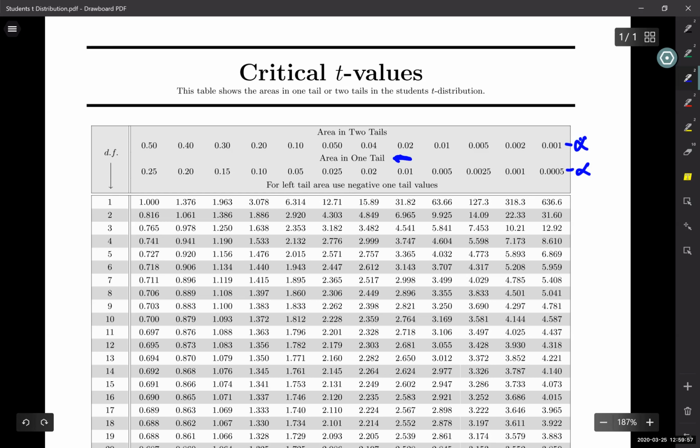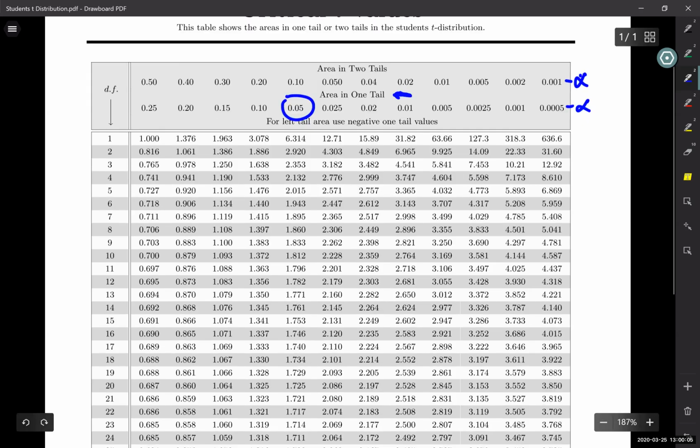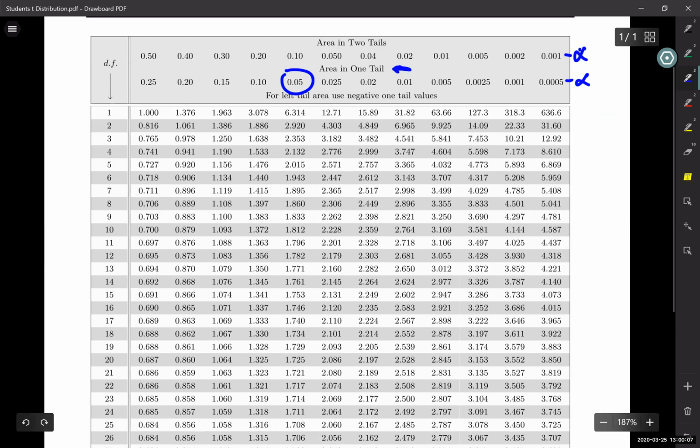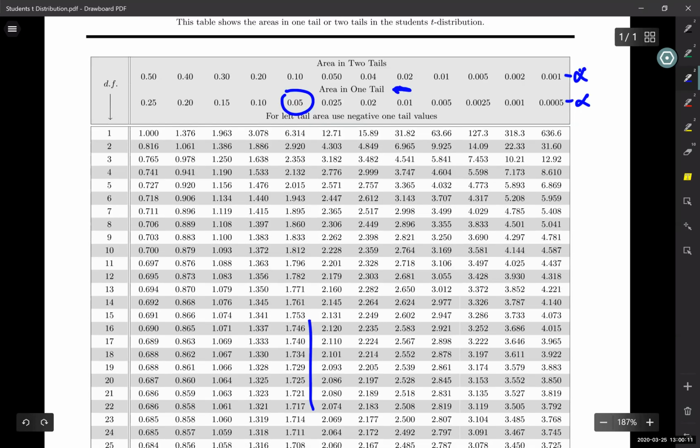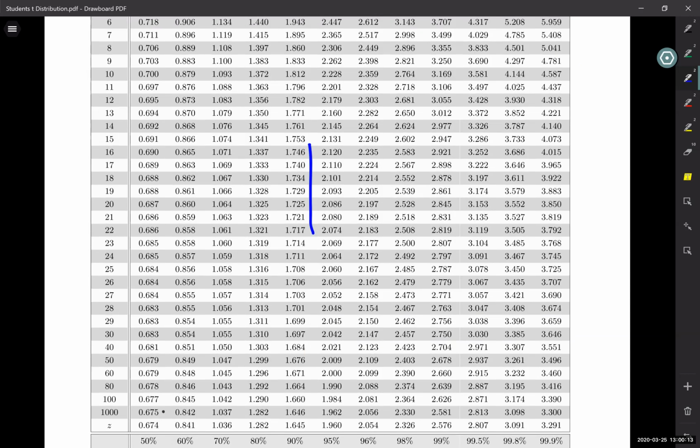All those numbers on the list. So in this particular problem, we said that alpha was 0.05. And then we said the degrees of freedom was 30. Follow my line. 30 degrees of freedom was 31, but we're using 30 because that's the closest. So our critical value is 1.697. Okay, I'll write that down in a minute.